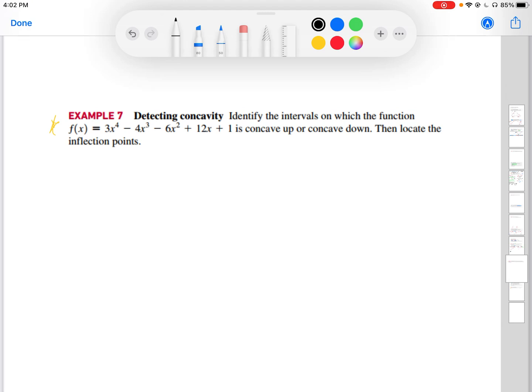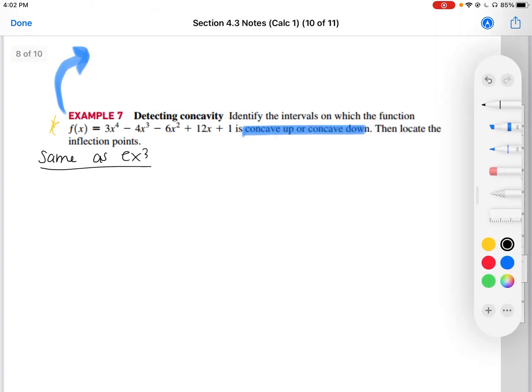All right, well, if I look at this problem, it's the same one we did in example 3. For that one, we already found our first derivative. Now, because it's asking for concavity, this tells me we have to find the second derivative. So let's find the first derivative and the second derivative. We know the first derivative, but I want to avoid using product rule.